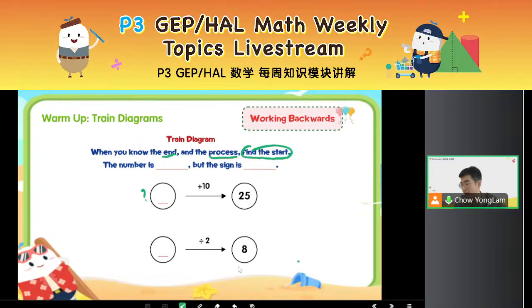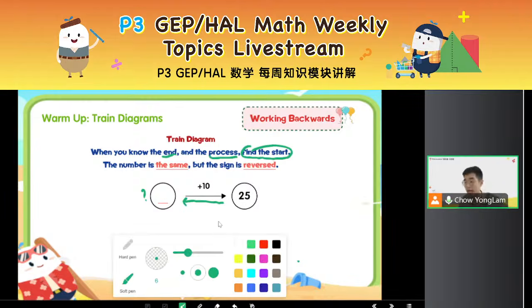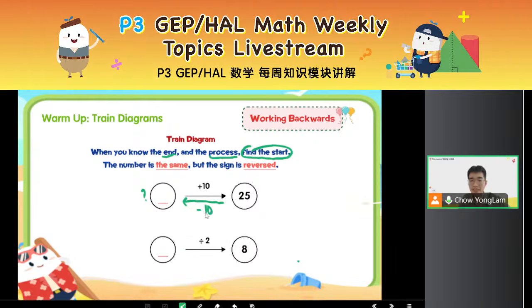Can anyone tell me what the starting number is? Should I do 25 plus 10? Is it 25 plus 10 equals 35? Since we are working backwards, we need to reverse all the process. When we calculate backwards, the number is the same, but the sign is reversed. So what is the reverse of plus 10? The opposite sign is minus, so it's minus 10. 25 minus 10 is equal to 15. Good. You can check now, 15 plus 10 indeed is 25.